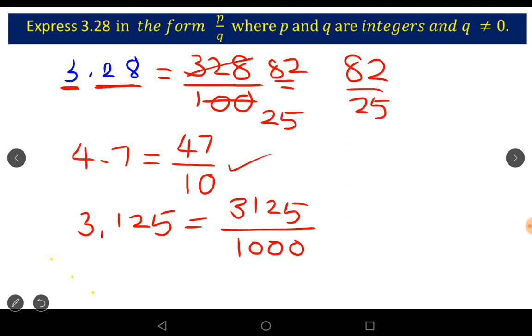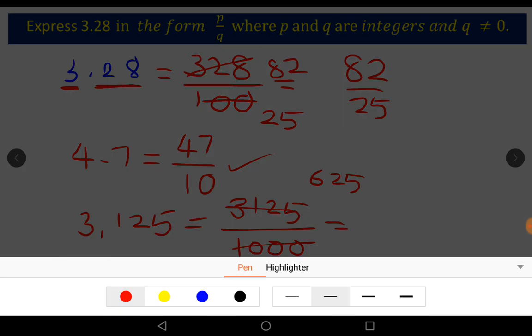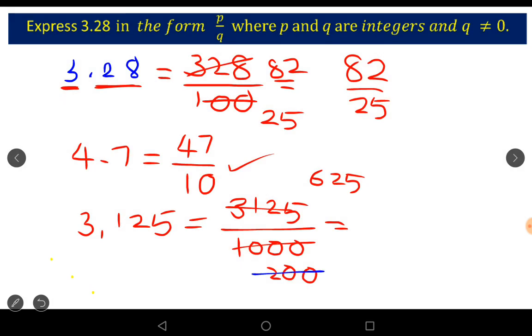3125 by 1000. This is divisible by 5. 5 two hundreds, 5 sixes, 5 twos, 5 fives. Next one, 25 eights, 25 ones. The answer is 25 by 8. Okay students, 25 by 8.